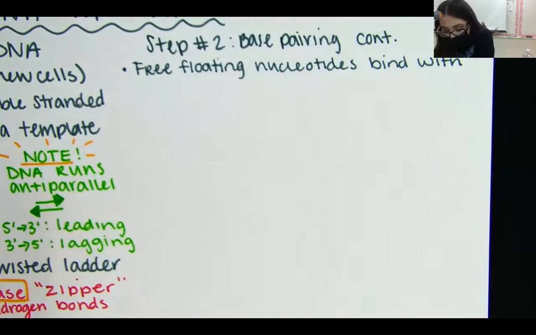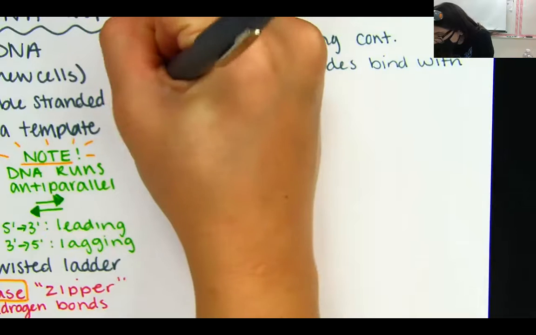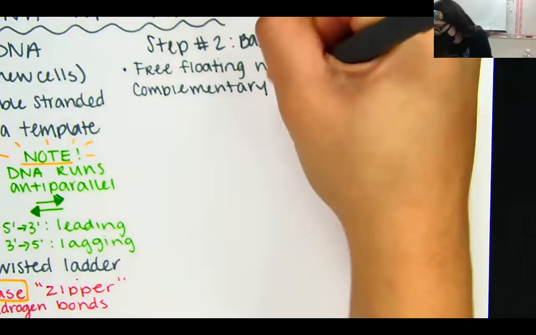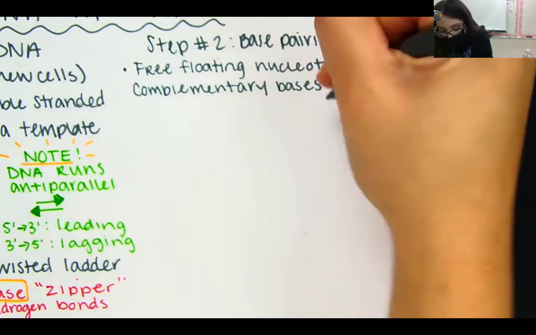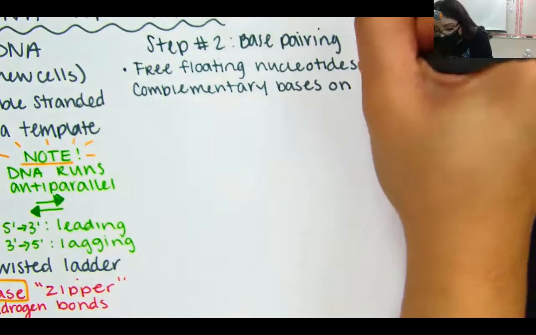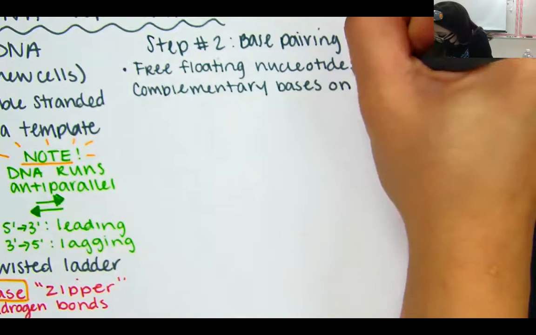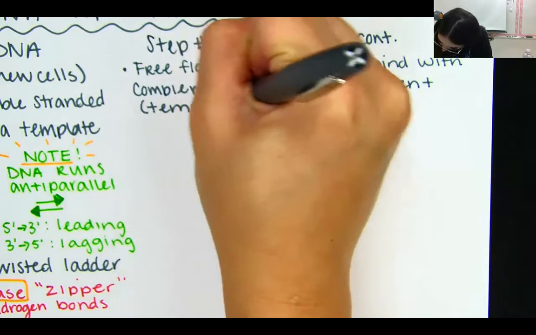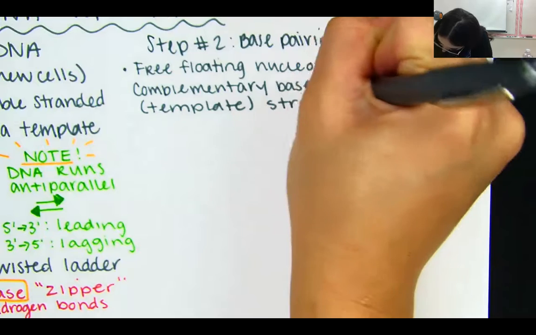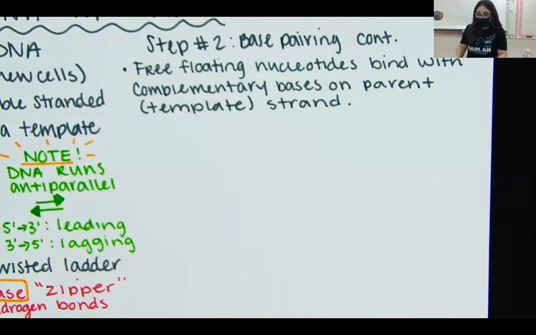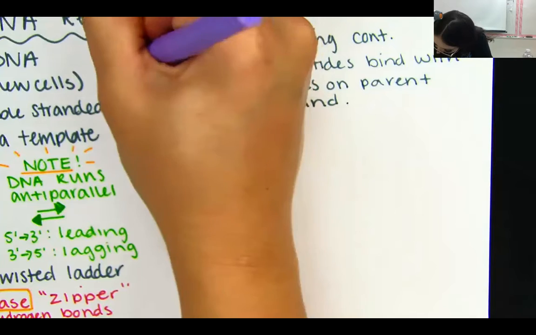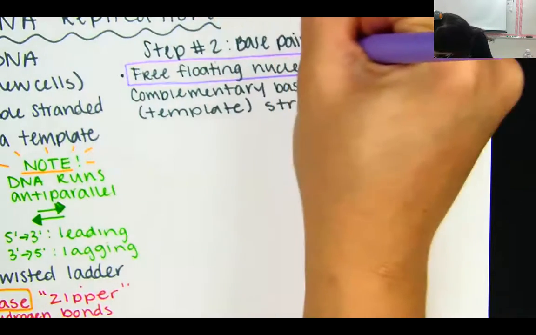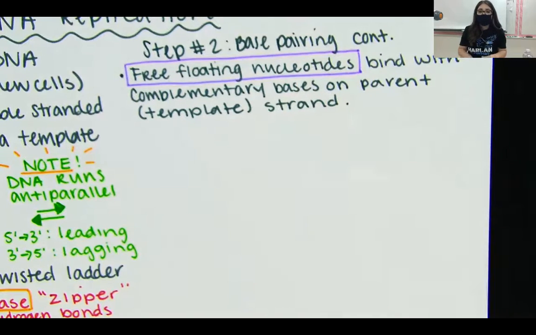So free floating nucleotides are going to bind with the complementary bases on our strand. Now I'm going to draw my free-floating nucleotides in purple so you are able to identify them in my drawing. Here's the deal.